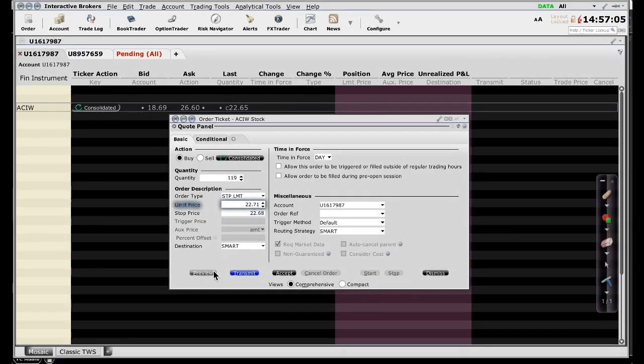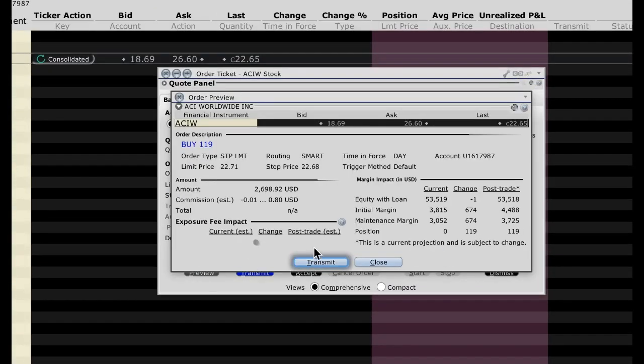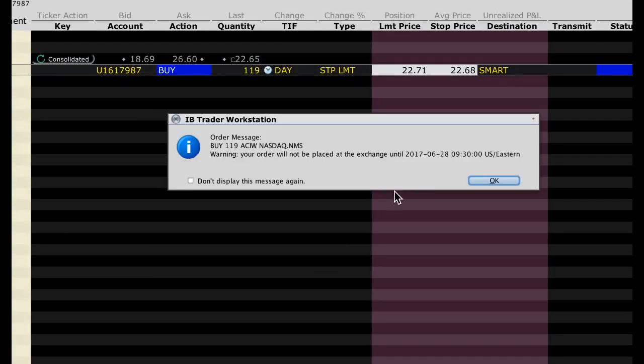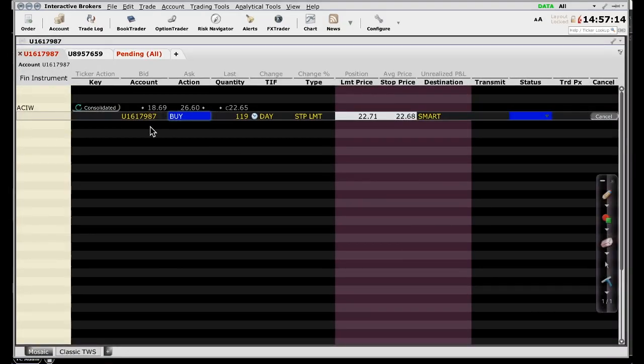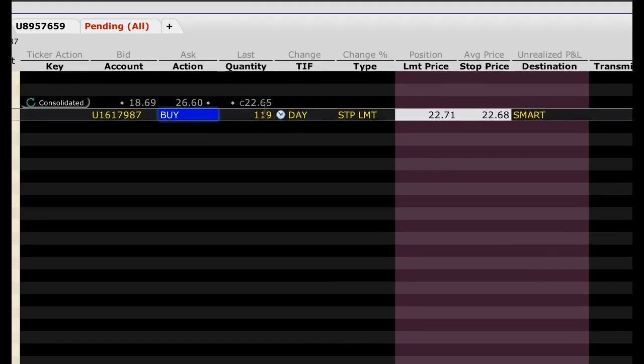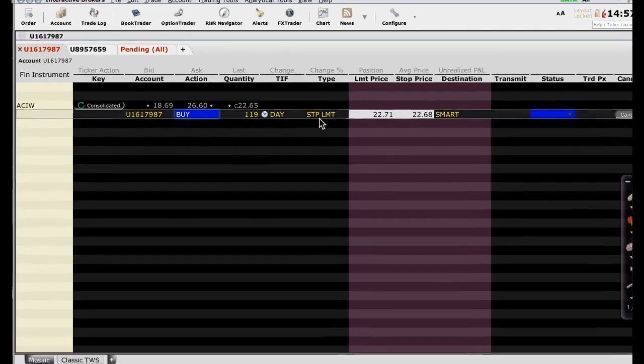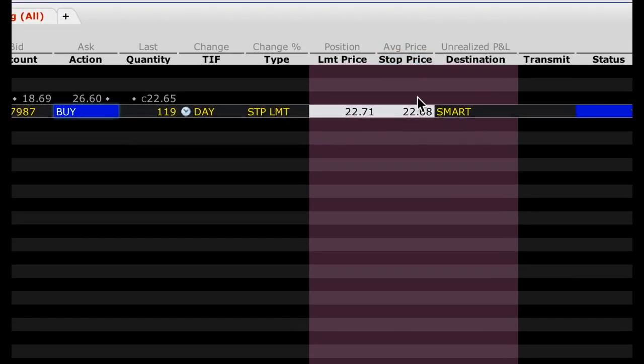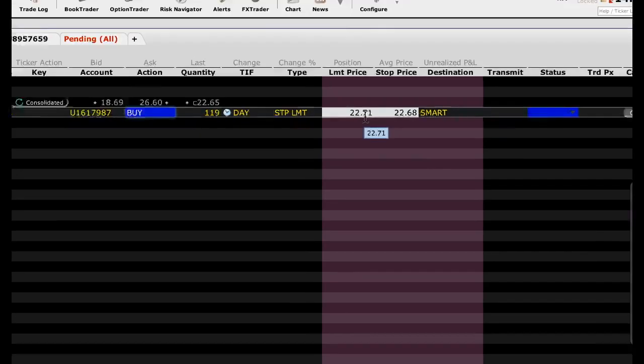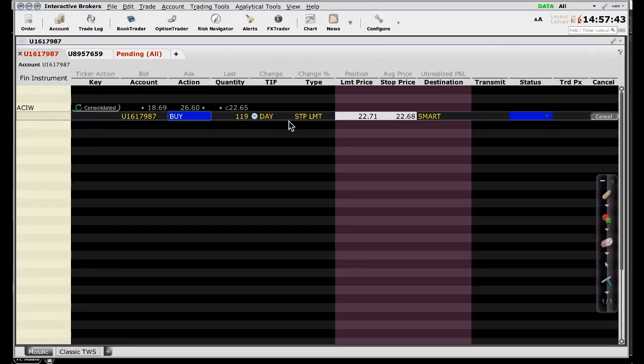And I'm going to click preview, transmit, and there we have it. All right. So buy ACIW 119 shares at a stop limit order. Okay, the stop price is 22.68. So if the price goes to 22.68, right now it's 22.65, if it goes to 22.68, you will buy at the market price, but no higher than 22.71. Okay? Now, this is my entry order. I have to attach my stop loss and target price.